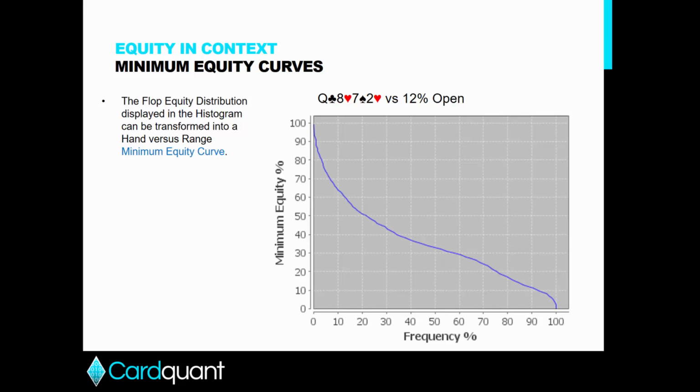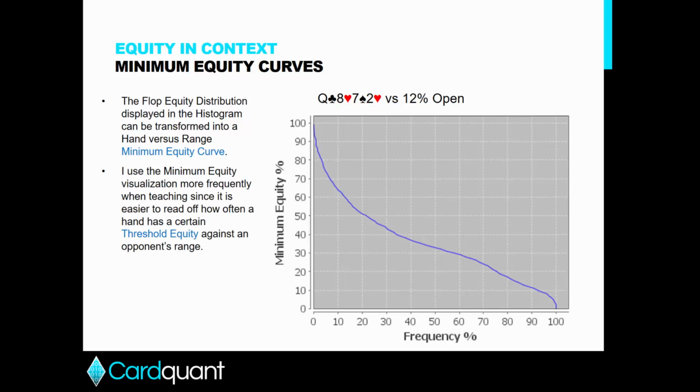I want to say a short aside here on minimum equity curves, because the flop equity distribution that I displayed in that histogram can be transformed into a hand versus range minimum equity curve, something like this. I like to use this minimum equity visualization more frequently when I'm teaching, so for those of you who've done private coaching with me, you're going to have seen this quite a bit, because it's easier to read off how often a hand has a certain threshold equity against an opponent's range.